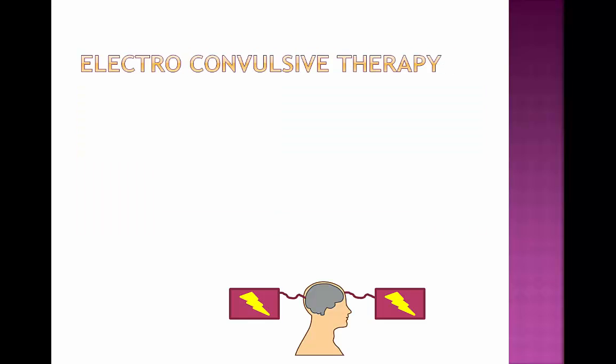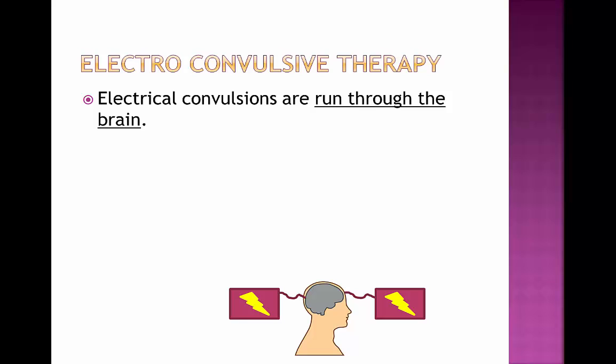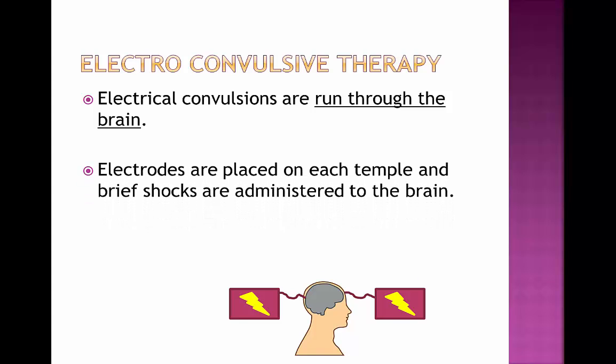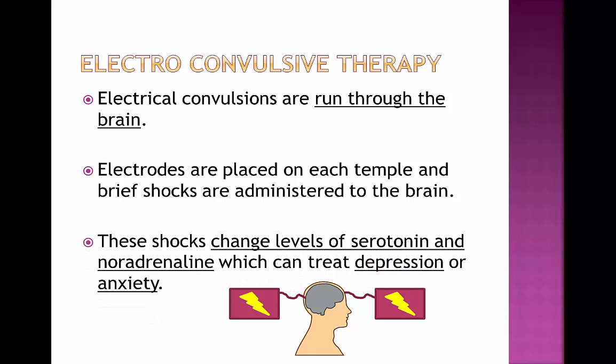Now we're actually going to look at electroconvulsive therapy. ECT makes electrical convulsions run through the brain. As they run through the brain, they're going to shock the patient as electrodes are placed on each temple of the head. Brief shocks are then administered to the brain, and these shocks are going to change levels of serotonin and noradrenaline, which can treat depression and anxiety. And as a result, as we are using all of these shocks to change someone's chemical makeup in their brain, they are then going to cure the physical causes which are going to lead to this abnormal behavior and cause them to become less abnormal.